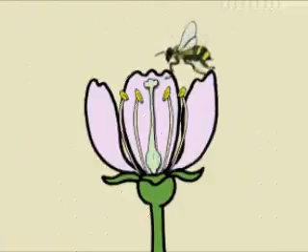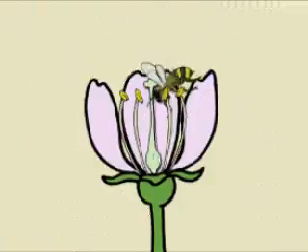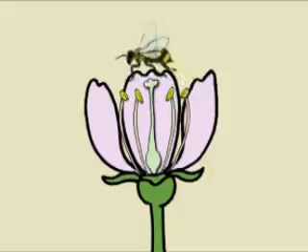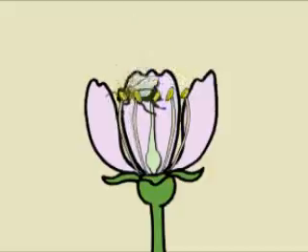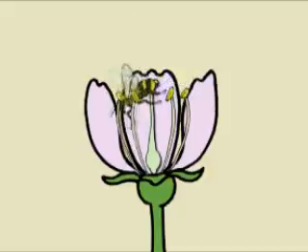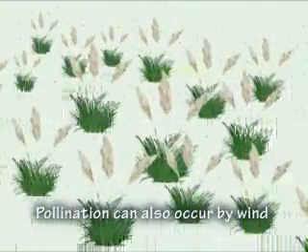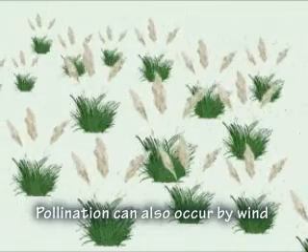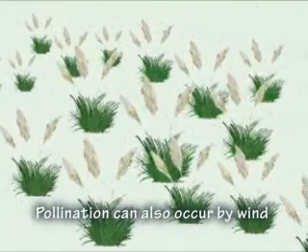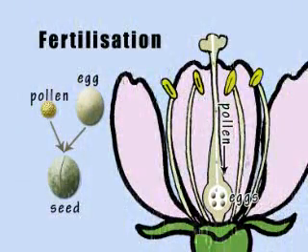The colour and smell of flowers attract insects, which come to gather sugary nectar from the flowers. While they are doing this, they get covered in pollen and transfer it to the stigma. Wind is another way in which pollen gets from the stamen to the stigma. After pollination, the male pollen granule and female egg join together to form a seed in a process called fertilization.